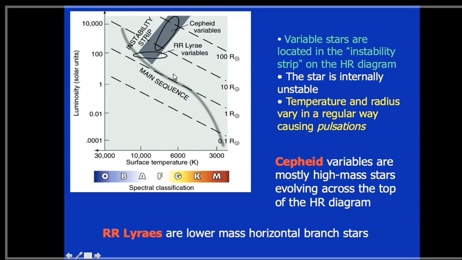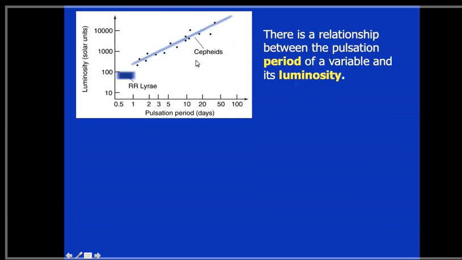Now, RR Lyrae stars, they're the lower mass stars. They tend to be sitting right about here. And this is about where that horizontal branch is located. So remember, the horizontal branch is the place where stars are burning helium in their core. So it just happens that some stars that are burning helium in their core also have difficulty finding equilibrium, and they will pulsate, and these are called the RR Lyrae variables.